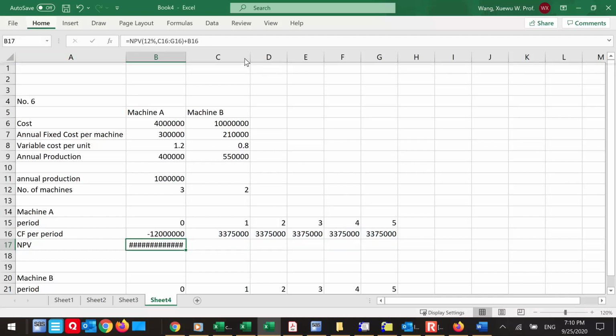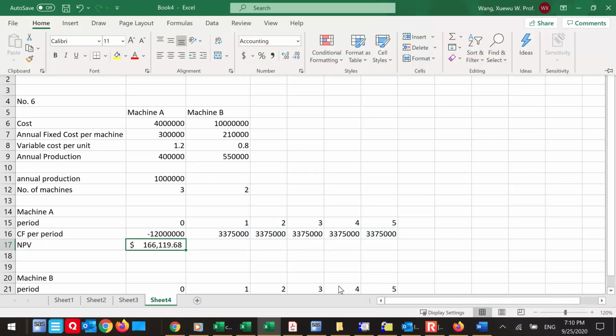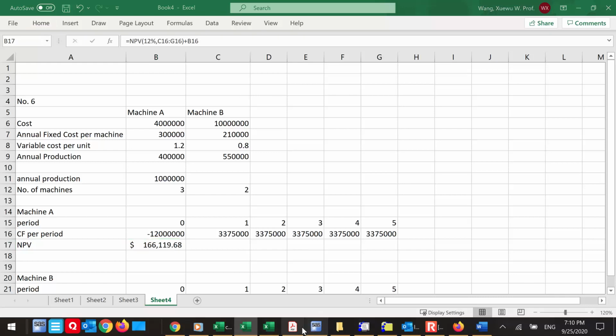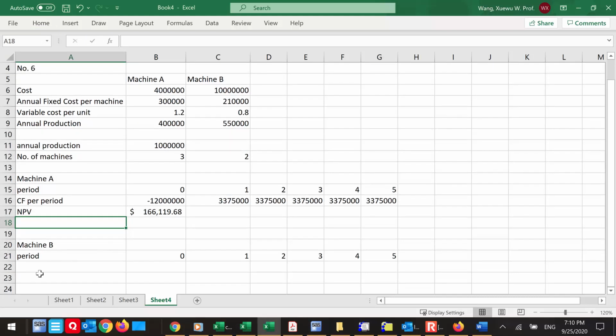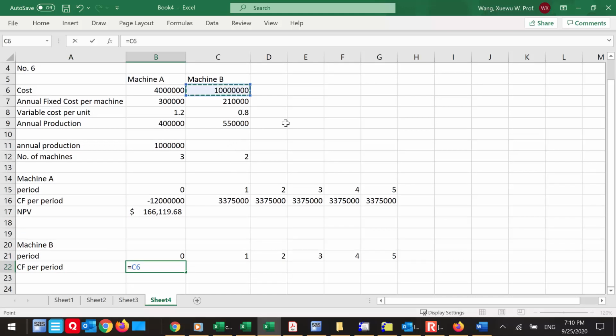All right, so I'm going to format this. Okay, that is $66,119. All right, and now let's look at machine B here. So cash flow per period. If you're doing machine B, let's look at what's going to happen here. First of all, how much you're going to spend on the machines. Each one is going to cost you this amount, and you need to have 2 of them. All right, so that is your total cost.